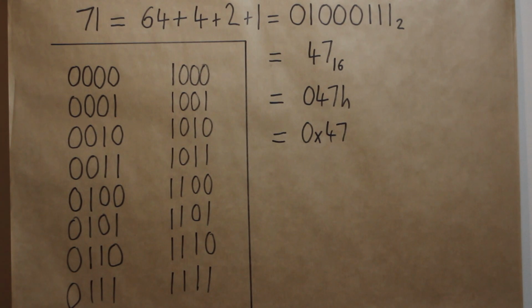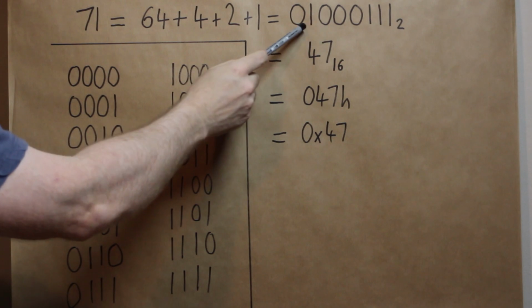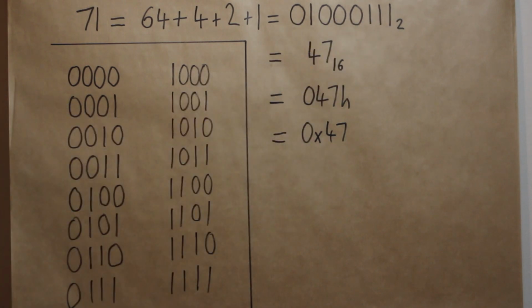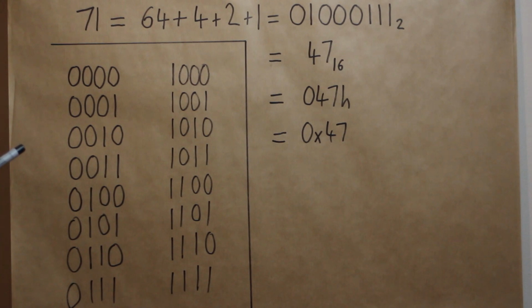Now, if we're going back the other way, this is trivial, of course. A 4 in binary is just 0100, and 7 is 0111. And if I wanted to go from here to decimal, well, it's 64 plus 4 plus 2 plus 1, which is 71. So it's actually quite easy to go back the other way as well.